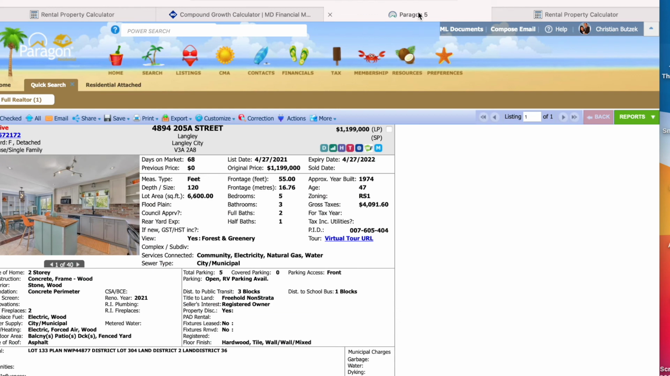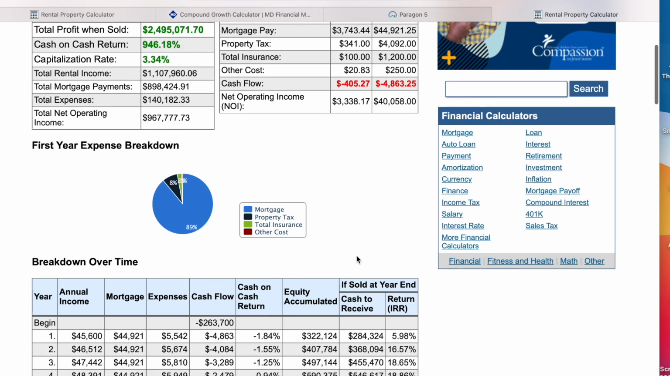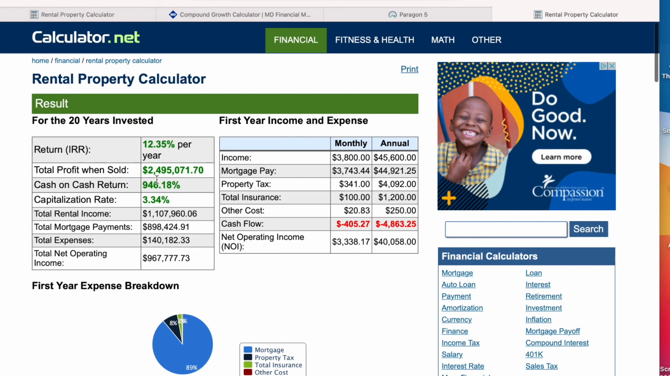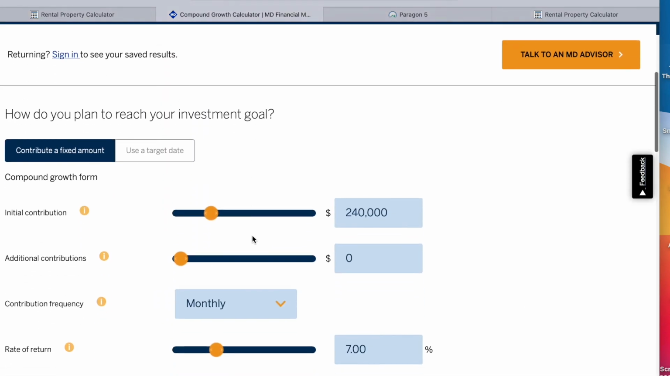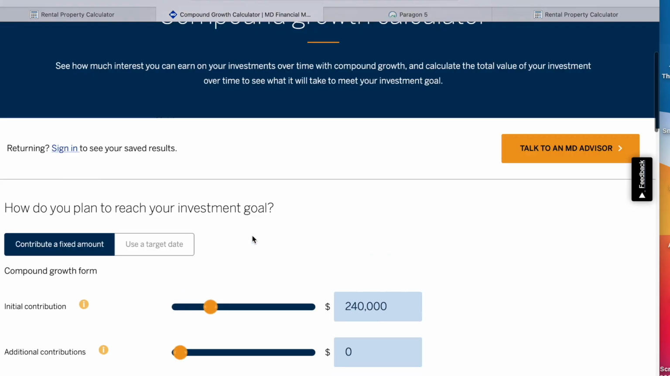And so anyway, I hope that helps. It kind of compares the two investments. Definitely, obviously, coming out with a lot more here, 2.5 million versus 900,000. But both of them are good. I'll take the 2.5.